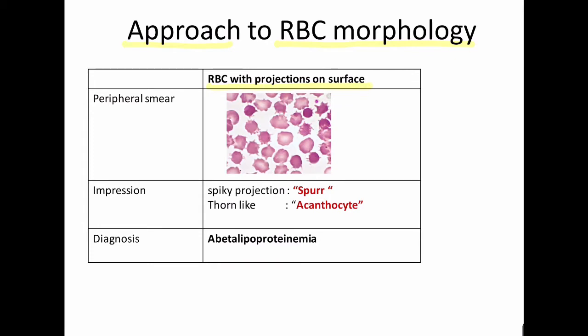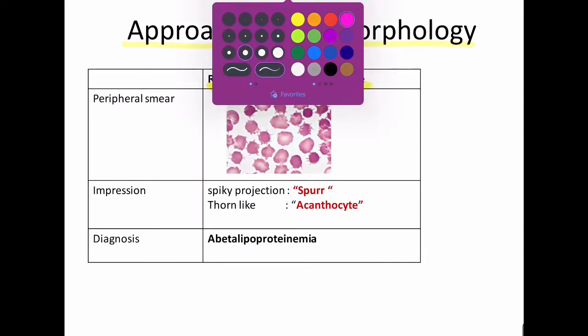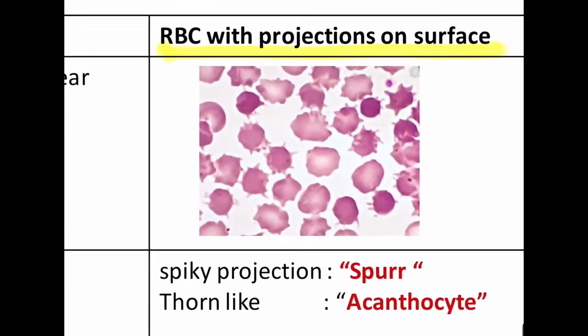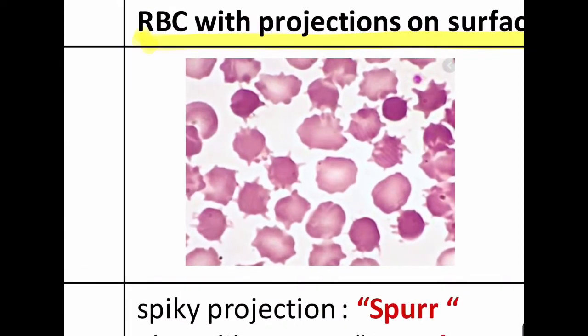Friends, you know it very well that RBC doesn't have any projection on the surface. Surface of the RBC is smooth. Okay, but what if instead of a smooth RBC like this, okay, observe the surface is smooth. If I draw a surface, it should be smooth. But what if you get an RBC which is not smooth but pointed like this? Can you see these spikes?